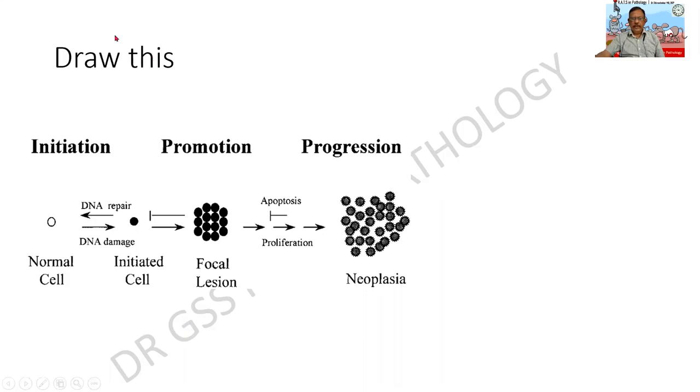I would like you people to kindly draw this diagram. There are a few steps in the formation of a neoplasm. One is initiation, the other is promotion, and finally a progression to neoplasm or even malignancy. This particular scheme you people shall and will remember.